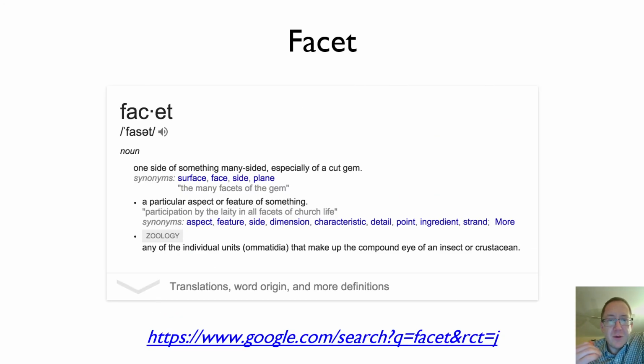So a facet is one side of something many-sided, especially a cut gem. I like that view of it. If you're looking at a diamond, depending on what part of the diamond you're looking through, it changes how you see things. It gives you a different perspective.